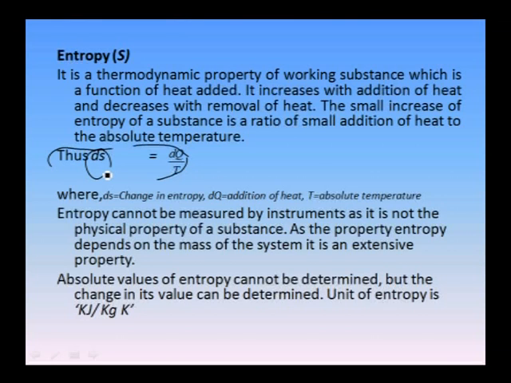Entropy cannot be measured by any instrument, and it is not the physical property of the substance. As the property entropy depends on the mass of the system, it is an extensive property. Absolute value of entropy cannot be determined, but the change in its value can be determined. The unit of entropy is kilojoules per kg Kelvin. This is the unit considered.